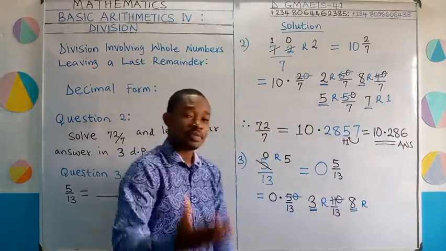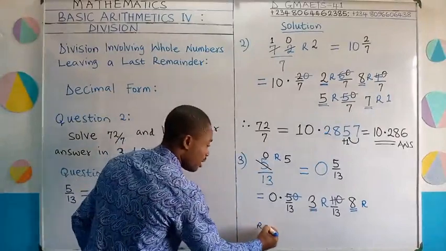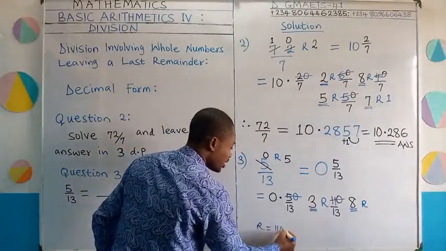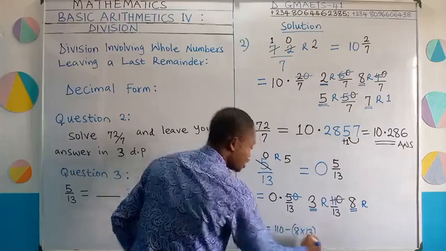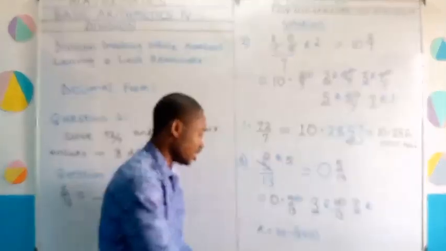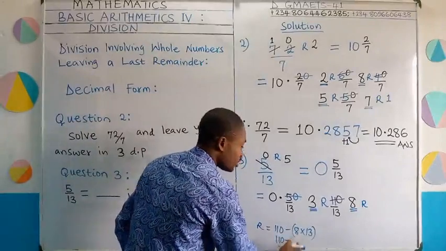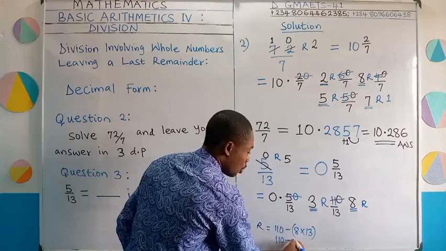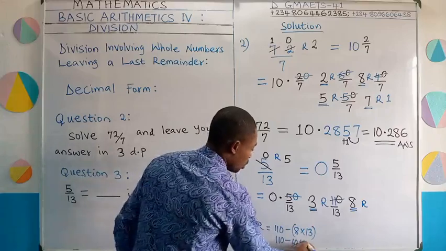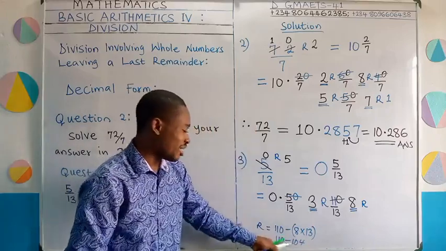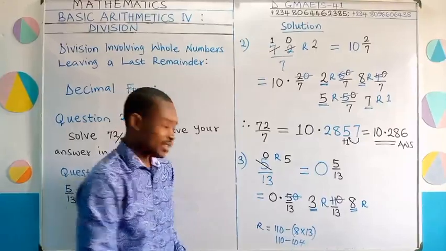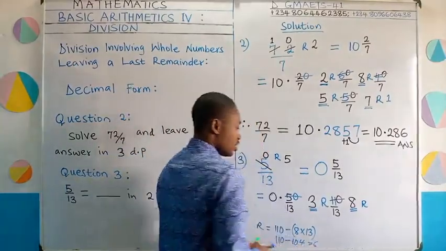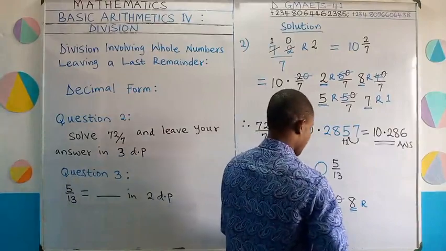Remember that with 8 whole times, to get your remainder, you do what you divided. Let me just show you. Remainder will be what you divided, which is 110, minus the whole number of times, which is 8, times what you use in dividing, which is 13. And you know that 8 times 13 will give you 104. So if you do 110 minus 104, what will be your remainder? Your remainder will be 6. So this will be remainder 6.